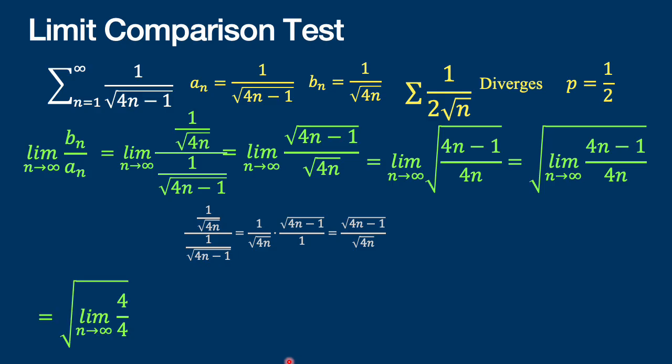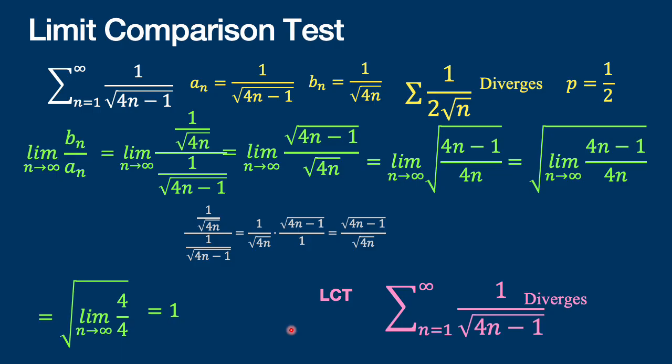How can we find this limit? You can use L'Hopital's rule, guys. The derivative of 4n minus 1 is 4, and the derivative of 4n is 4. 4 over 4 is 1. So the square root of 1 is 1. The limit of this ratio is going to be 1. Both converge or both diverge, but we found the series of b_n diverges. Our conclusion is that by the limit comparison test, this is going to diverge. That's how we find this series diverges.